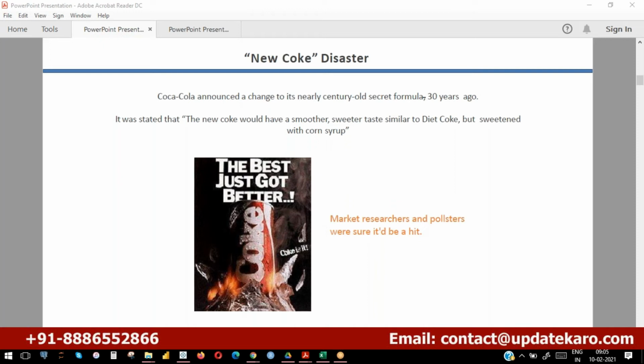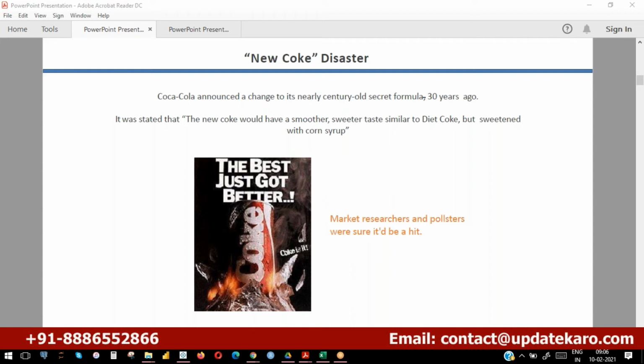It was stated that the new Coke would have a smoother, sweeter taste, similar to Diet Coke, but sweetened with corn syrup. The best just got better. With this banner, they introduced a new Coca-Cola. They tried to introduce a new product in the Coca-Cola, which was sweetened with corn syrup.